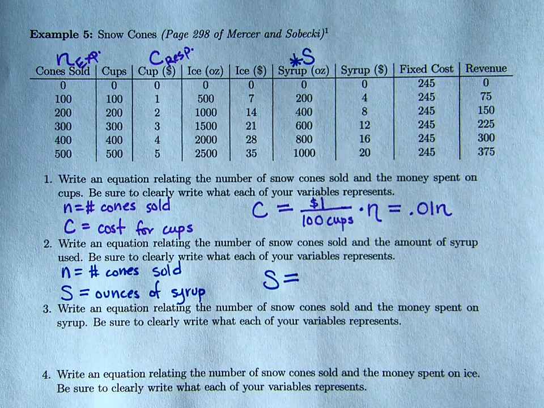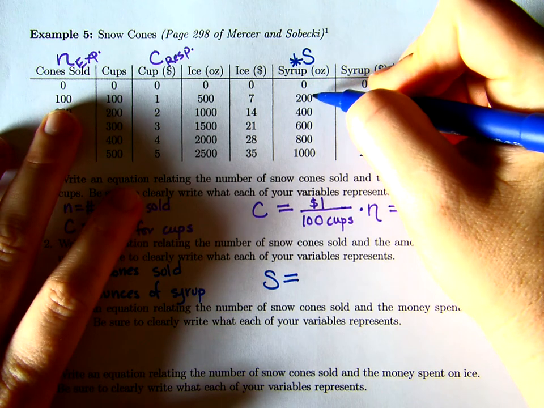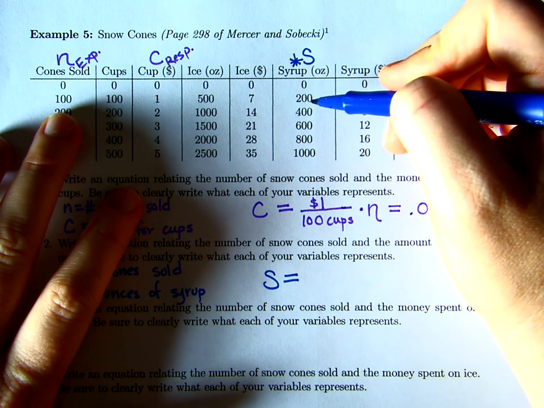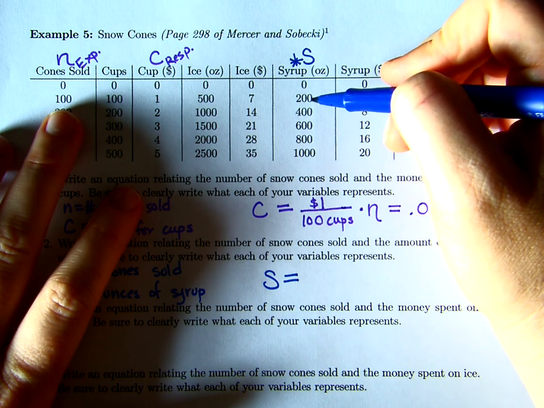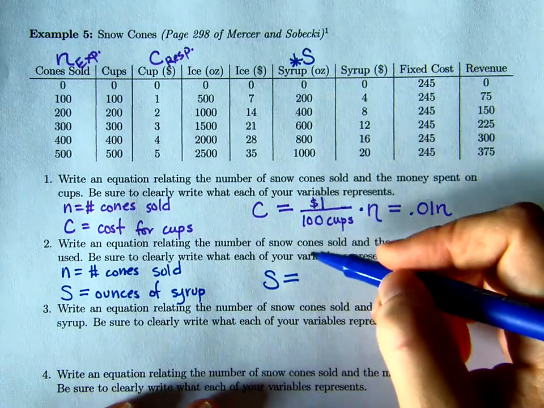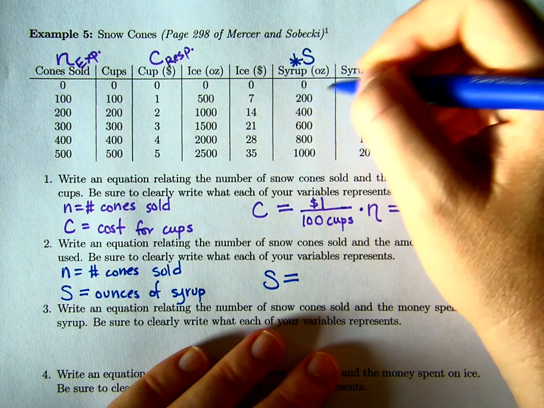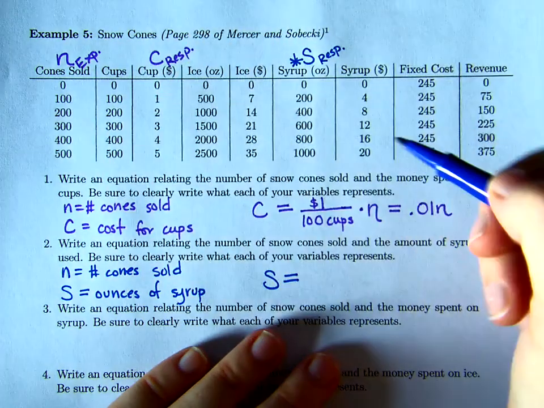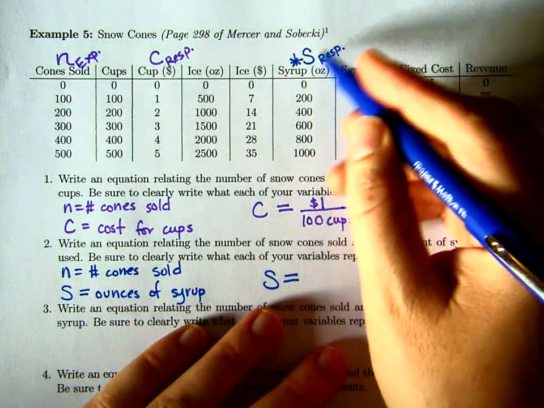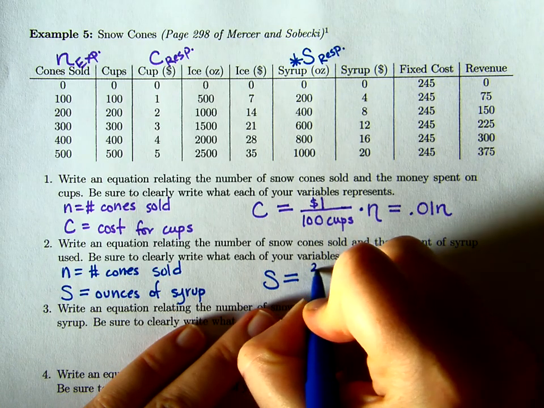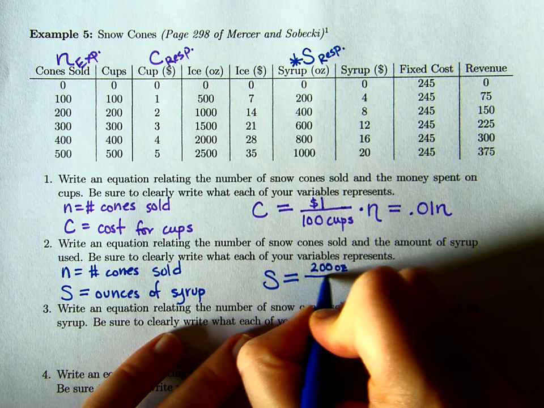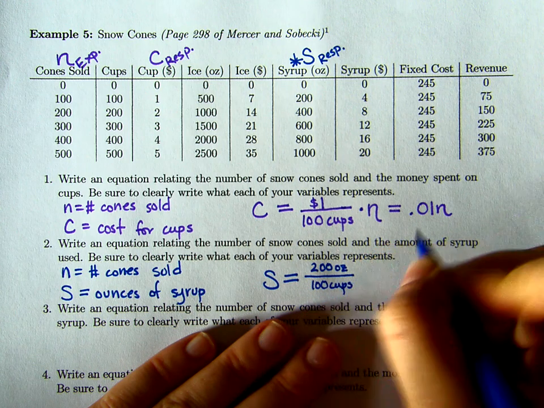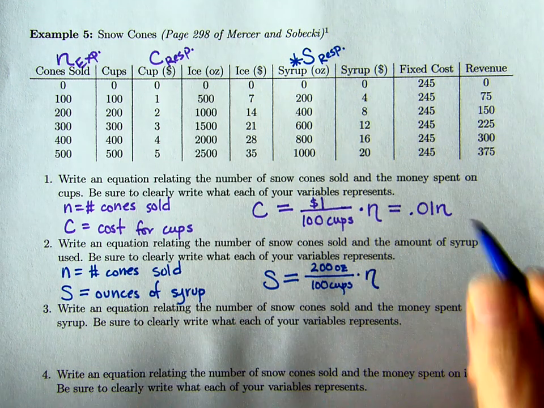So the ounces of syrup. Let's see what our rate is here. Well, for every 100 cones sold, we use 200 ounces of syrup. Oh, okay. So just so that we're crystal clear here, this would be the response. The amount of syrup we need is responding to how many cones we sell. So the change in the response variable is 200 ounces. So here's our ratio for each 100 cups, and we will multiply that times however many cups we sell.